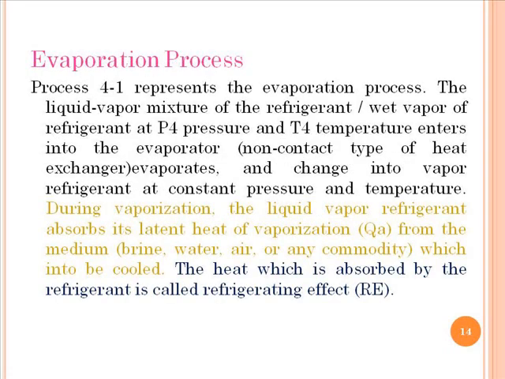The last process, 4 to 1, is the evaporation process that occurs in the evaporator. Again, it is a non-contact type of heat exchanger that is available in our ice box. During the evaporation process, the liquid vapor refrigerant absorbs the latent heat of vaporization from the medium available in the ice box, either brine, water, ice cream or any other commodity. The heat absorbed by the refrigerant is called the refrigeration effect, or RE. So in the evaporator we observe RE, the refrigerating effect.